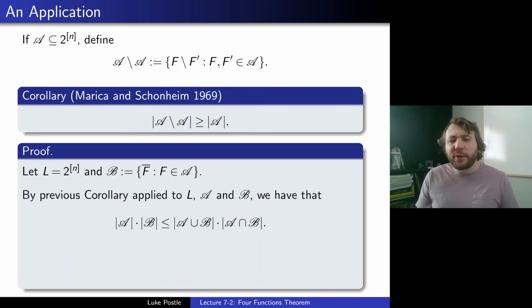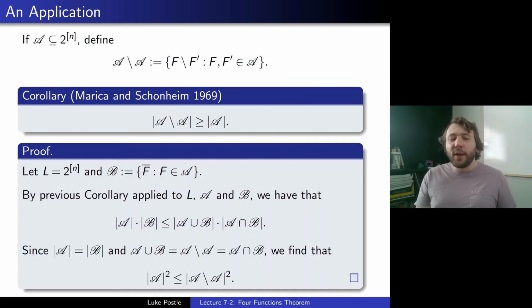So by the previous corollary applied to L, A, and B, we can find that script A times script B is at most A union B times script A intersect script B. So the number of A times the number of B is at most their possible unions and intersections. But think about what that inequality says. Well, we're just doing complement, so script A has the same size as script B, right? For each set I get a complement. And then what is script A union script B or script A intersect script B?